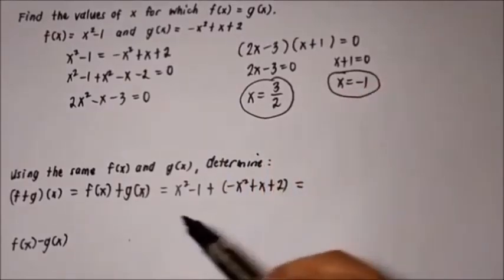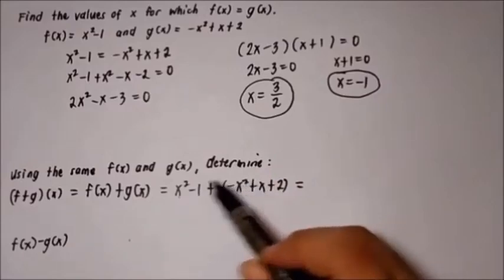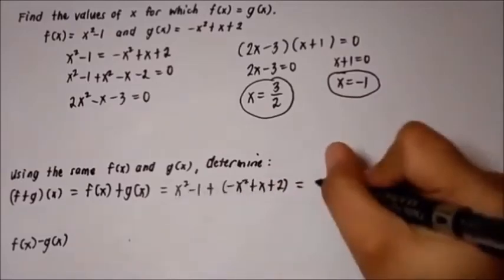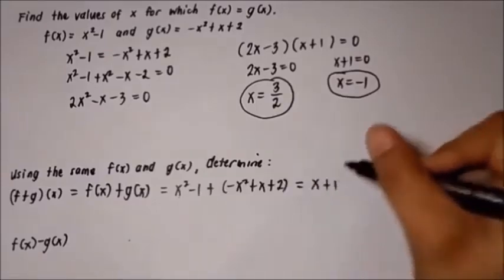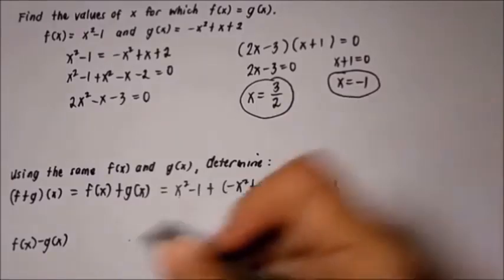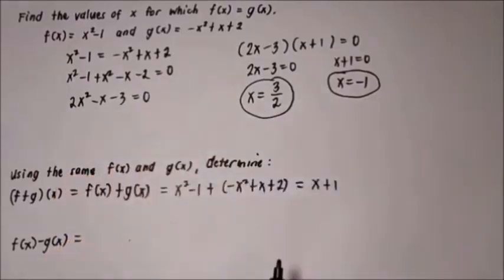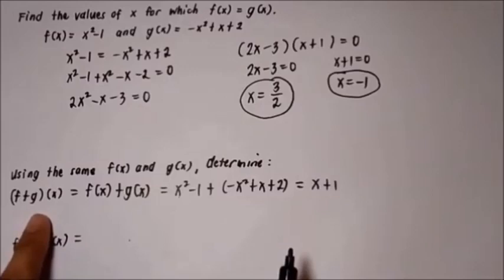So what is now the result? X squared minus x squared, that would be 0. So positive x, negative 1 plus 2, so that would be positive 1. So this would fall under the addition. So that would be the sum of functions. Let's have now the difference of two functions.